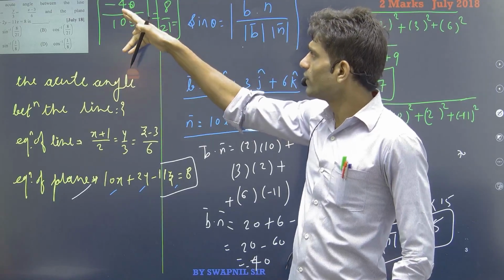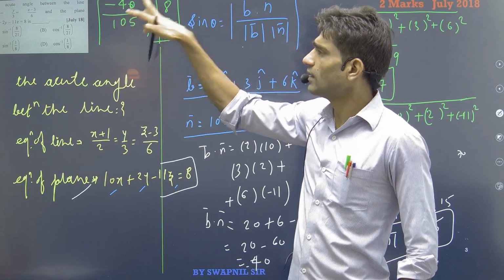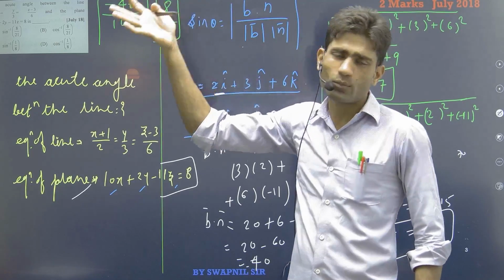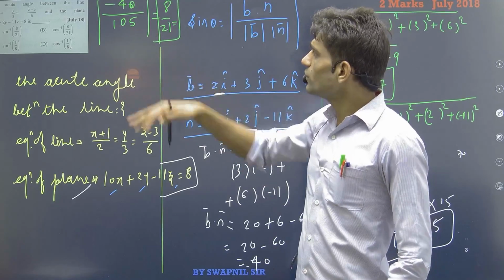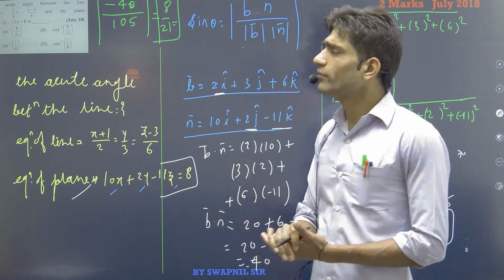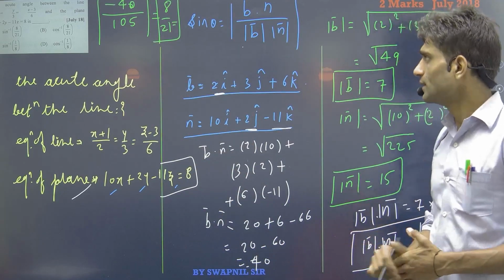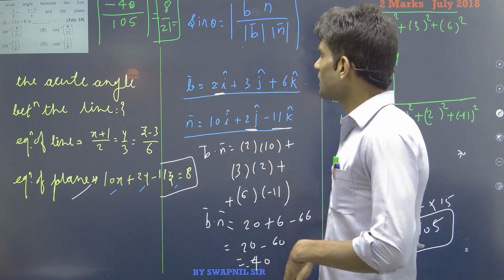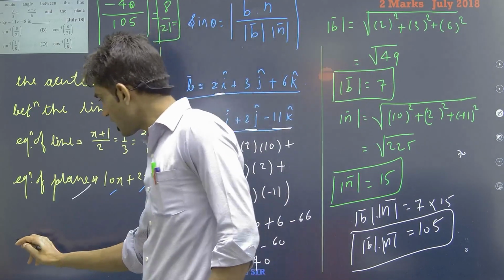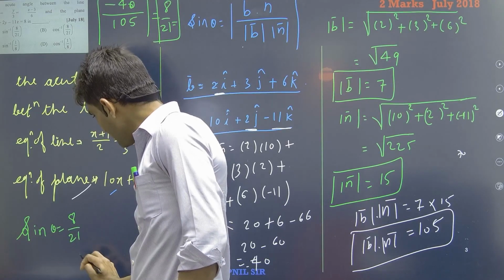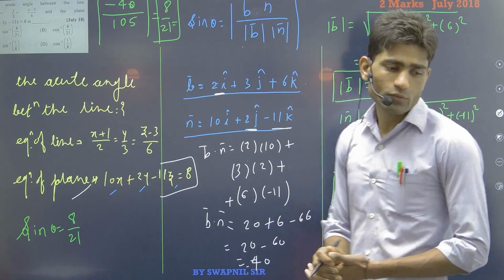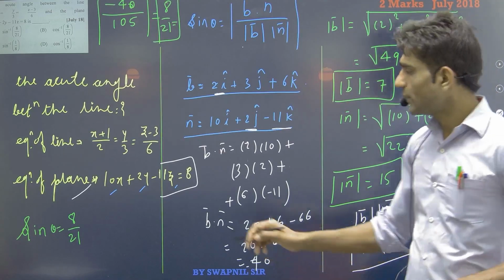Divide by 5: 8 fives are 40. Negative under the modulus goes to positive, there is no effect of the negative sign. 105 divided by 5: 21 fives are 105. So we got sine theta, which is 8 by 21. So sine theta is equal to 8 divided by 21.